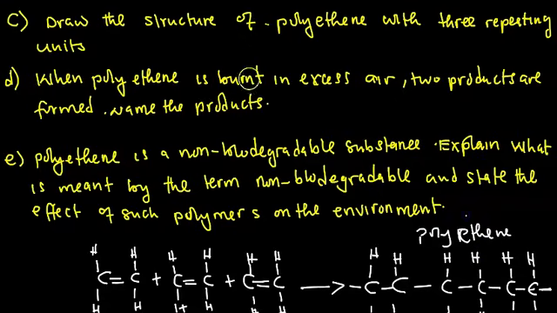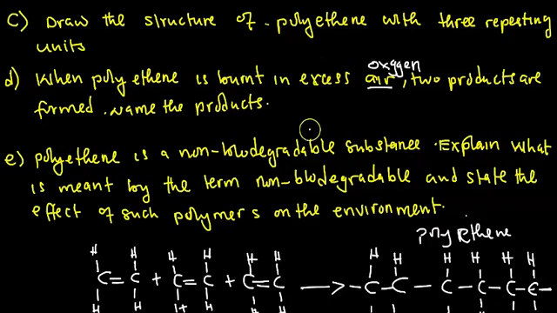When the polyethylene is burned in excess air, in this case the part of air that supports burning, you know that is oxygen. So this one is just the same as when polyethylene is burned in excess oxygen, 2 products are formed. Name the products. So this is combustion reaction.